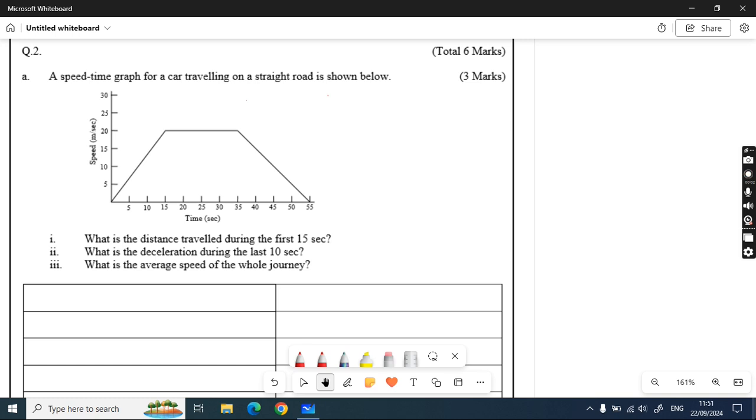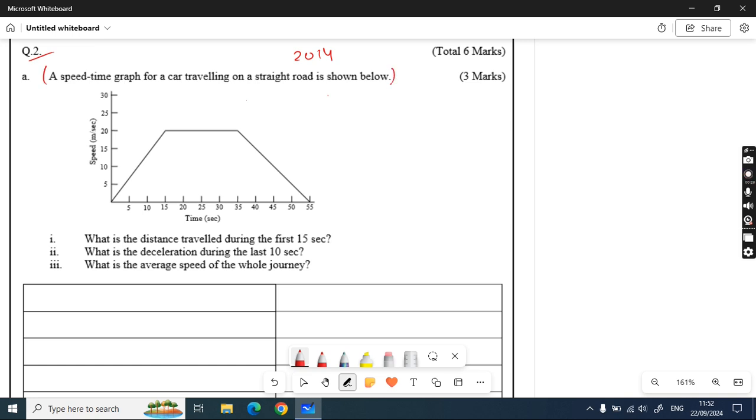Student, this is the second lecture of the revision class for graphical analysis of motion, right? So today we will discuss this question, and this question is taken from the 2014 paper. The question states that a speed time graph for a car traveling on a straight road is shown below.